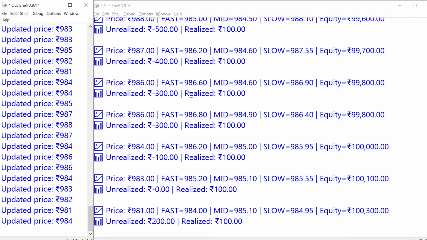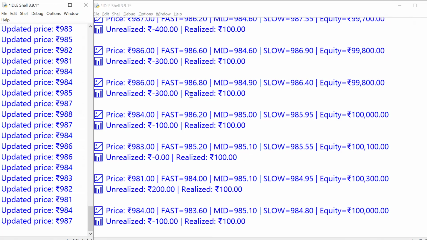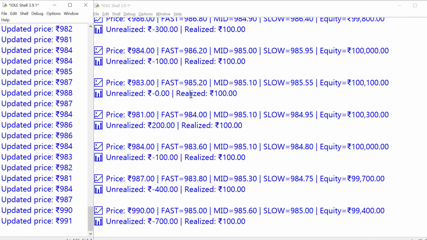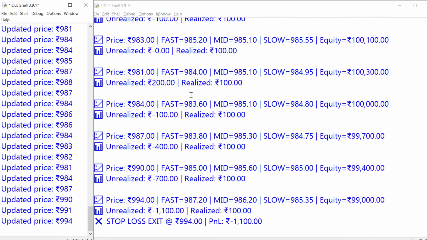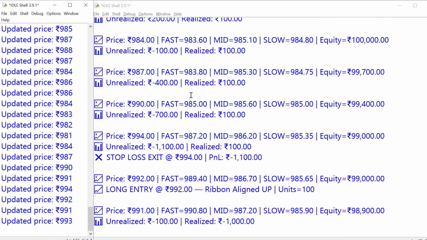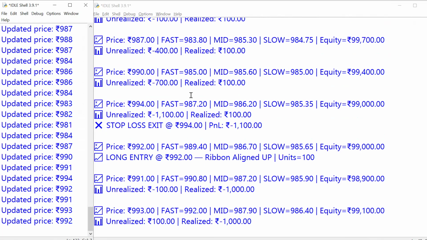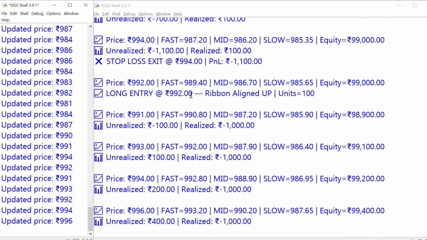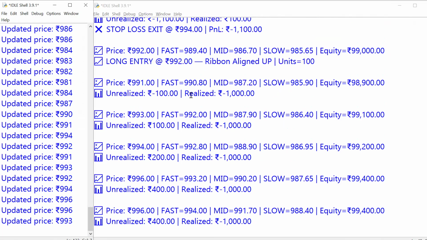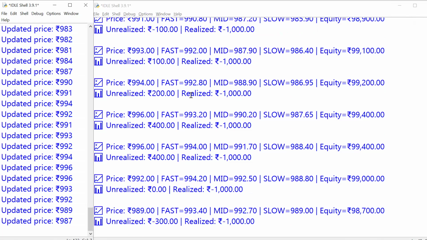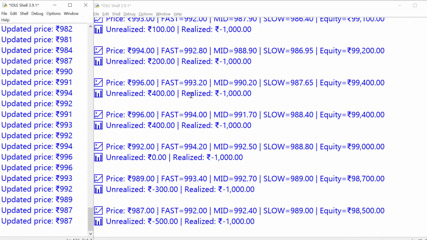Realized profit is 100. It's completely okay to book the loss. We have no greed, no fear in this trade. Stop loss trigger again, it's completely okay. So the long ribbon has started because the slow, fast and mid long ribbon has been triggered. We have a long entry, currently no profit, no loss. That means 992 is our long entry.